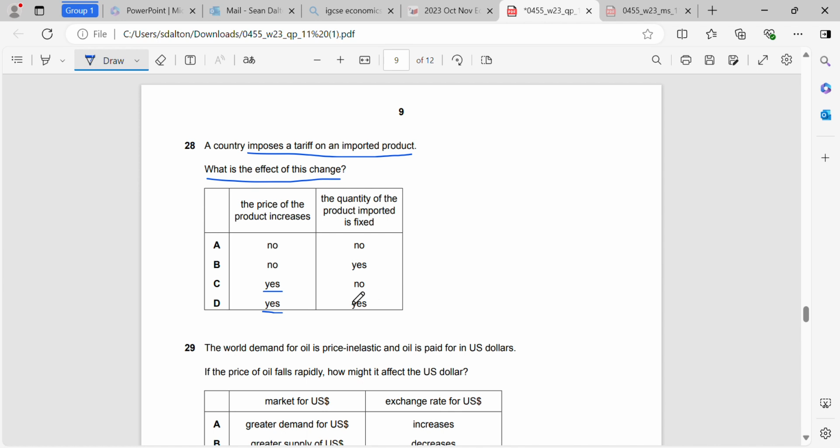If supply shifts to the left, the quantity of the product imported is fixed, definitely not, and the price of the product will increase. So if you draw a demand and a supply diagram here, and you shift your supply to the left, so just say very quickly this is S1 and this is S, you see that the supply decreases and the price of the product increases.